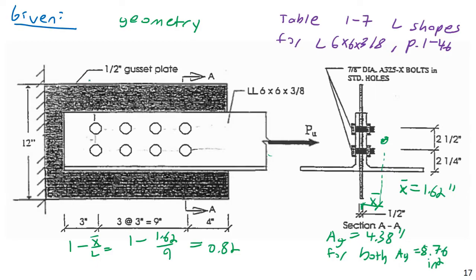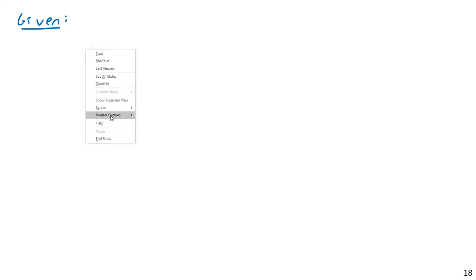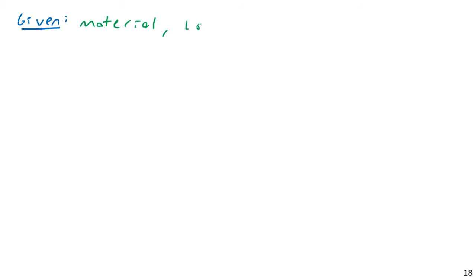Okay, so on this slide here, I am laying out some given geometry factors. On this slide here, I'm going to lay out some givens for material properties and loading. So given material properties, loading, and assumptions.